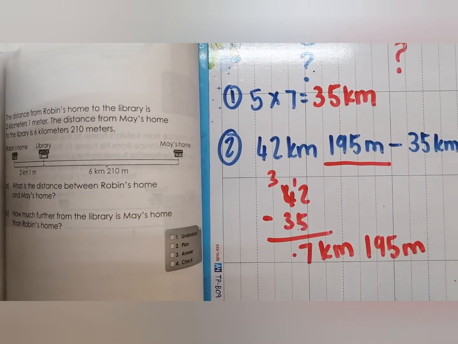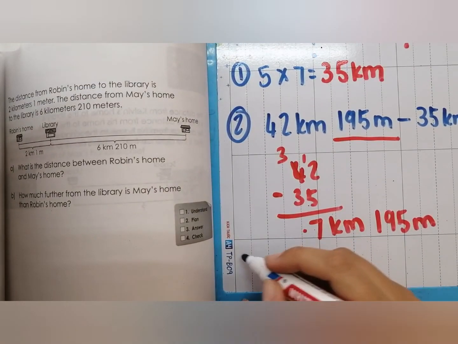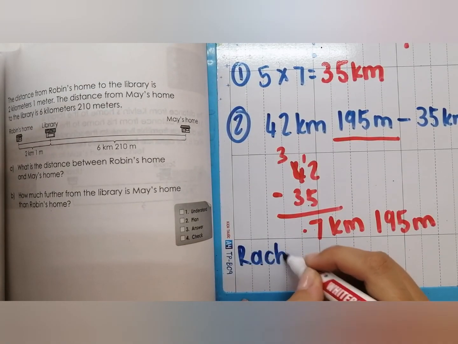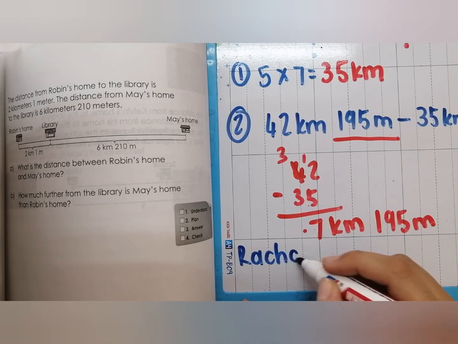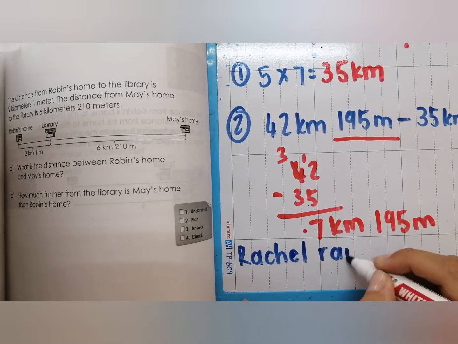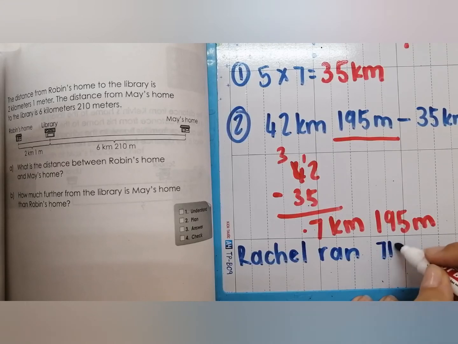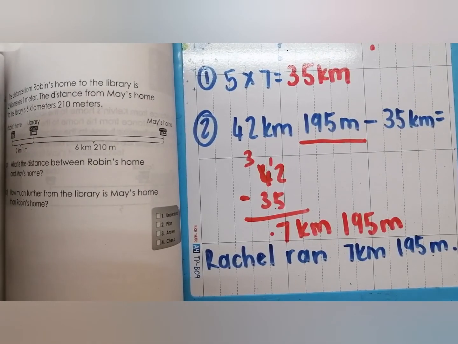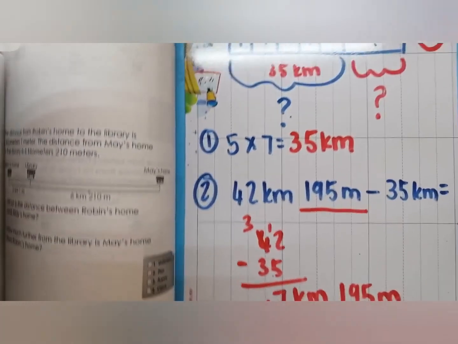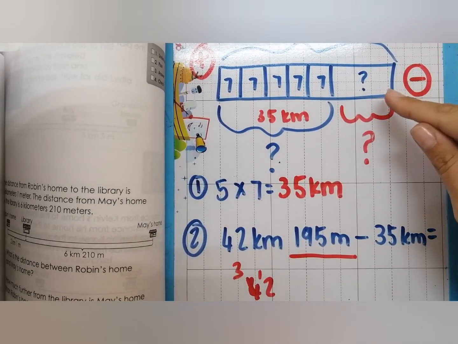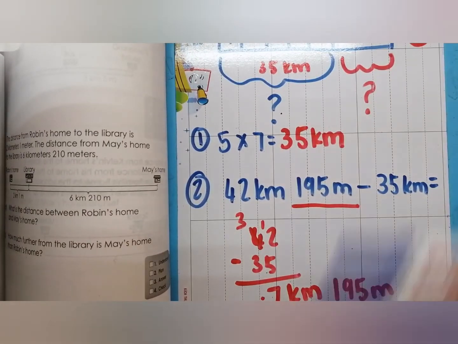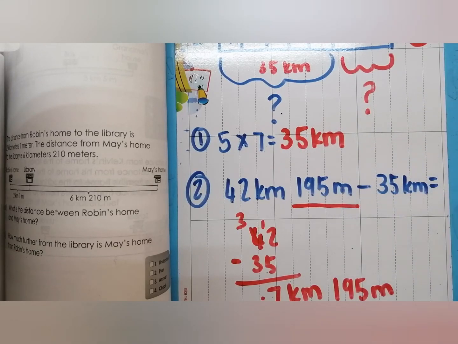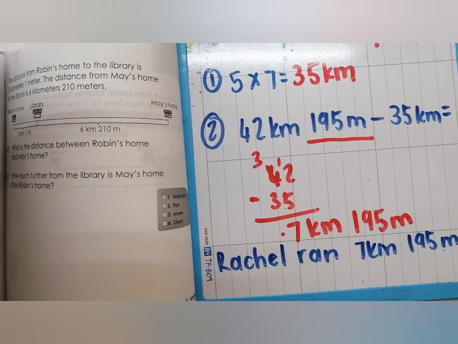Then in a sentence, we write Rachel ran 7 kilometers, 195 meters. That is your whole sum. You've done your bar model, you've done your sum number 1, sum number 2, and your sentence. Excellent, well done. Hope it was easy.